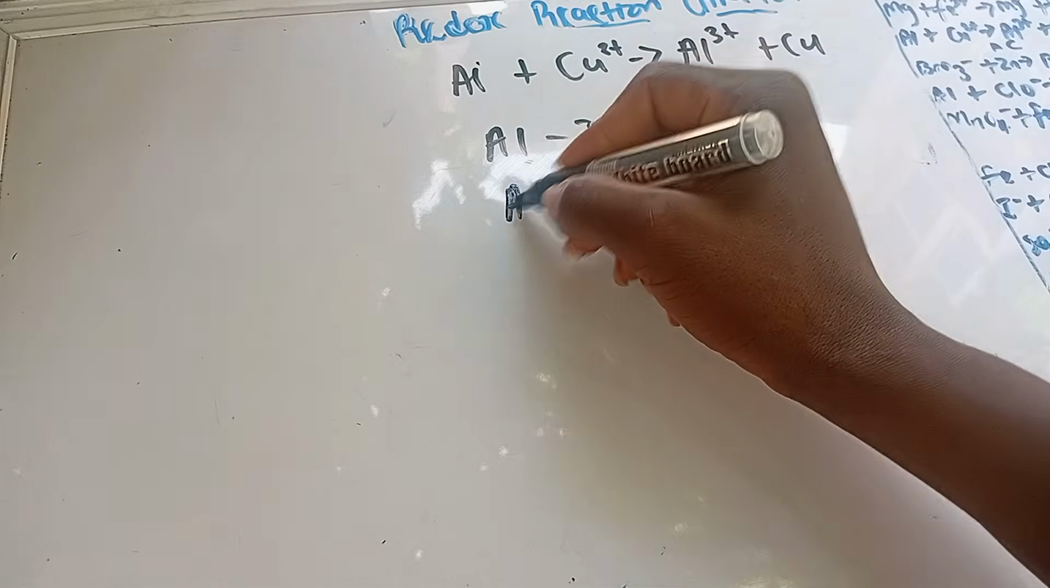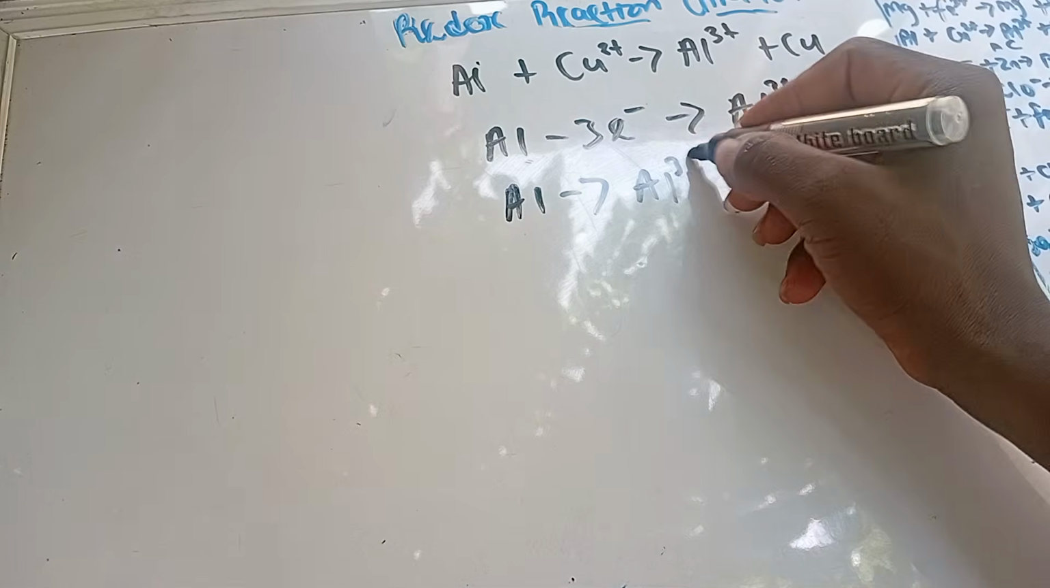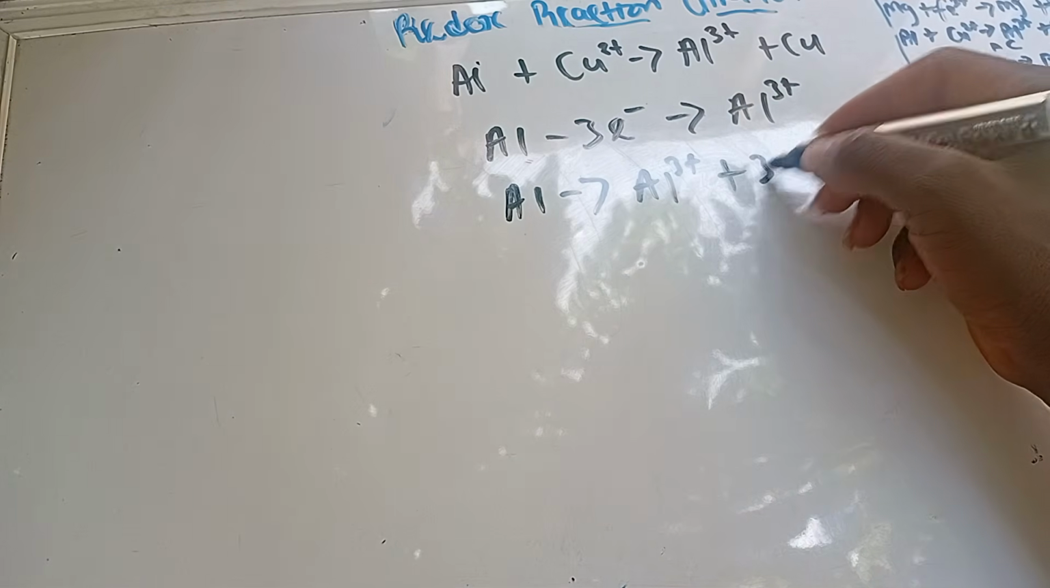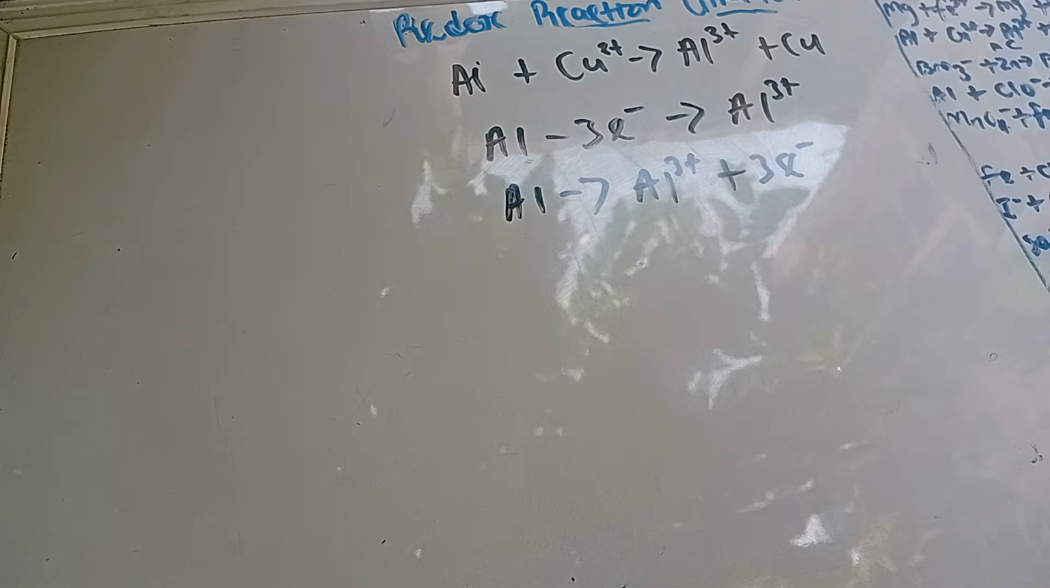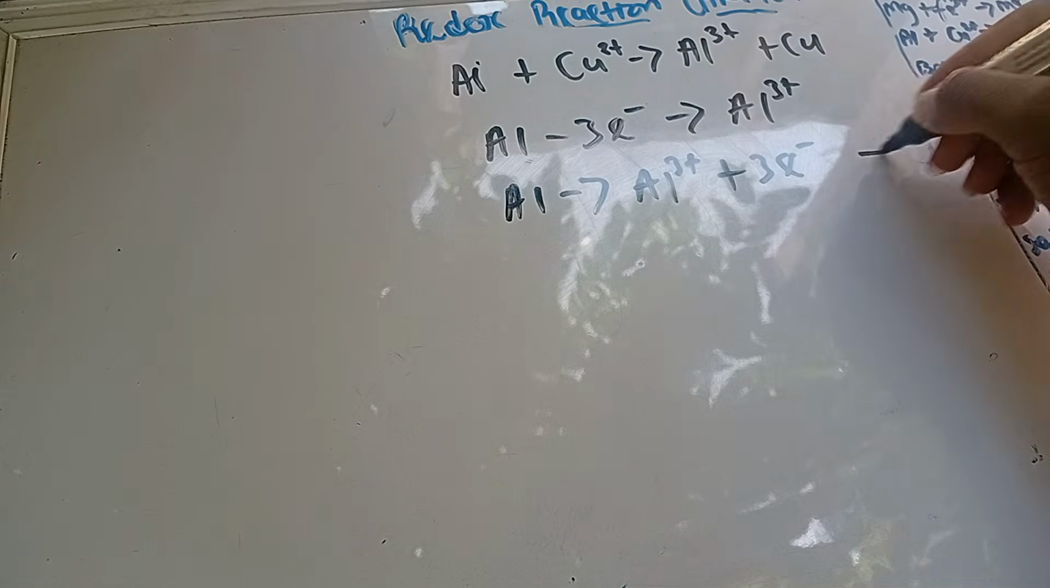Why is this thing fade like this? So here now we have Al to give us Al3+. If this comes to the other side, we have plus 3e-, isn't it? So at the end of the day, this is our first equation.